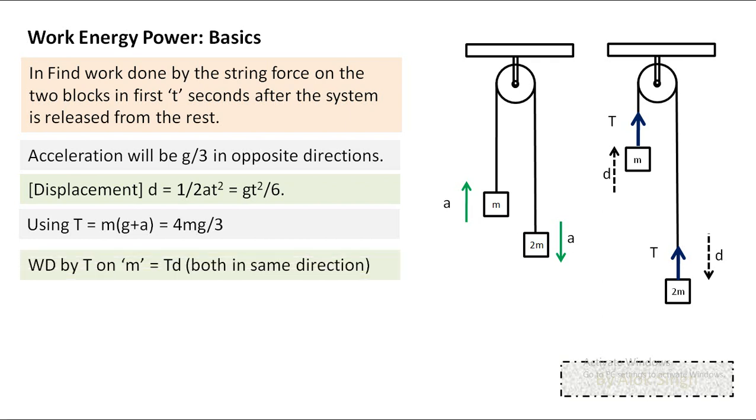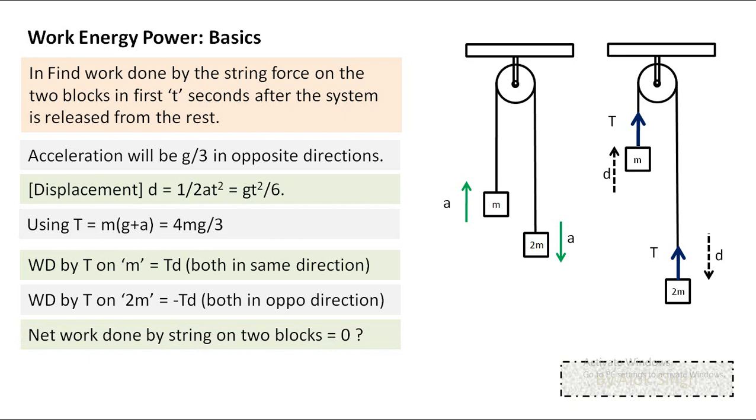So on work done on block m, both T and d are in the same direction. Hence work done is simply the product of two, T into d. On 2m, they are in the opposite direction, and work done will be equal to minus T into d. So what is the net work done by string on two blocks? Will come to 0. That's what we also use in case of constrained motion. Net work done by string on the blocks connected at its two ends will be equal to 0. It will do equal and opposite work.